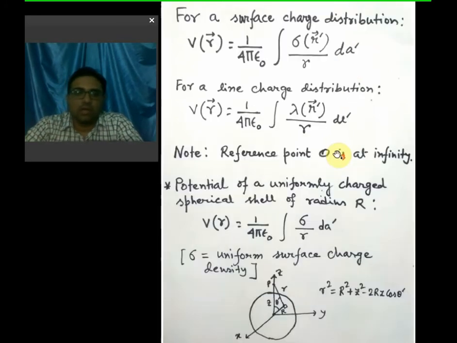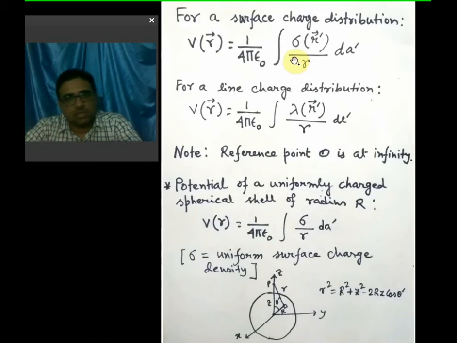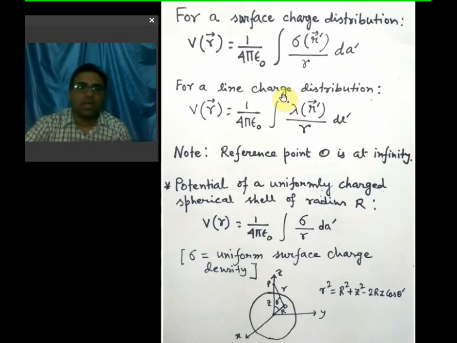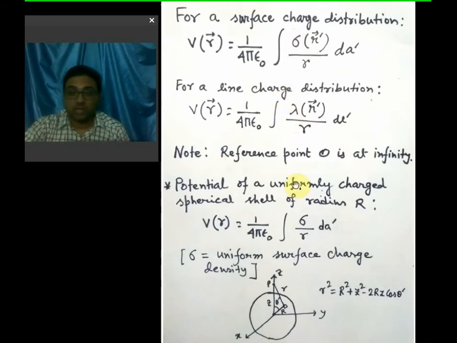Now for a surface charge, in that case this will be the surface charge density sigma, and for a line charge distribution this will be lambda. Here you have to remember that the reference point we have chosen is at infinity. That is not written here, but it is inbuilt that we are considering the reference point at the infinite point.